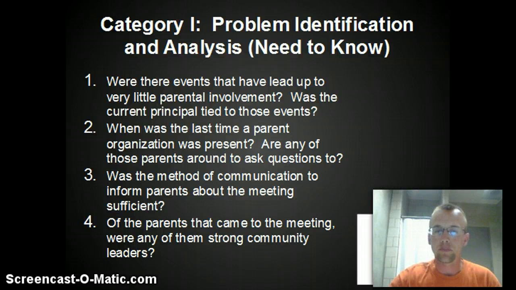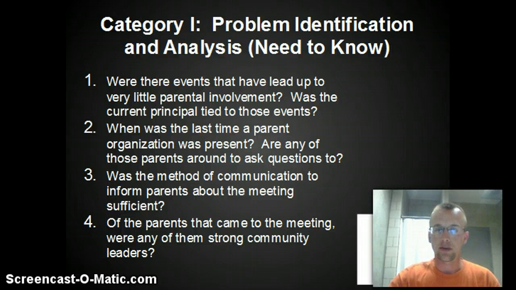Third thing I need to know is, was the method of communication to inform the parents about the meeting sufficient? Was one note sent home with the student to go to the parent, was that good enough to get all the parents that would like to be involved? And how many parents actually got that note to begin with?